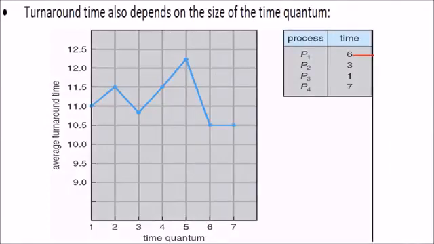These are the processes that are coming, and these are the times. When we take one quantum, it will be like this. With a quantum of 4, it will be like this. We want the average turnaround time to be as low as possible. So we'll go along with either 6 or 7 as the time quantum.